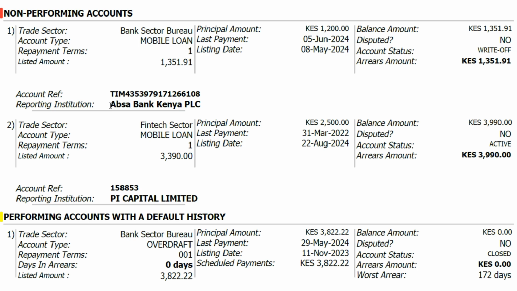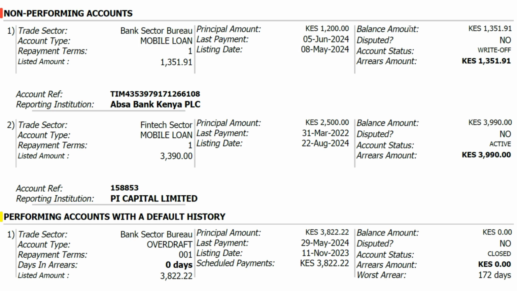The first one is a non-performing account with ABSA. So for you to know who has listed you, you look at the reporting institution. And if you are asked or required to give the account reference number, this is the account reference number of this account under which it was reported. And then from here, you will see the listed amount was 1,351.91 shillings, and the repayment term was to be paid once. Now, you can see that the principal amount was 1,200 and they were supposed to repay as this. This will also show you the last repayment time and the listing date.